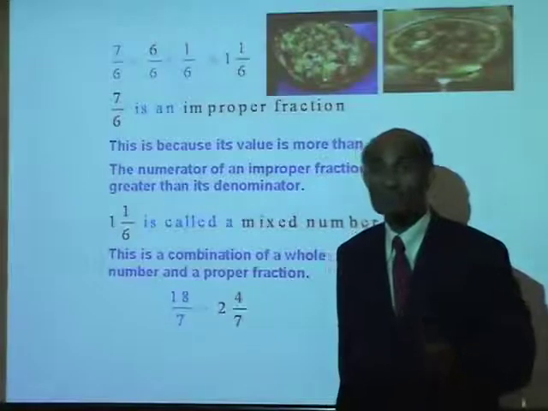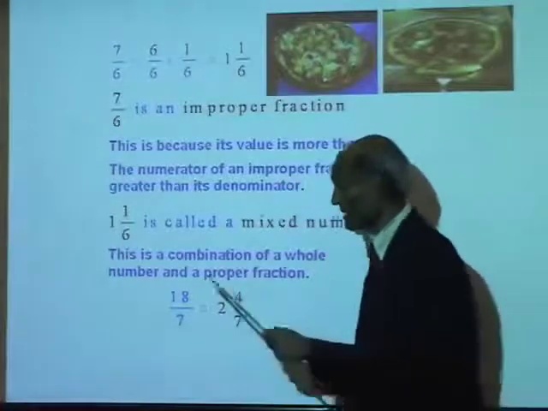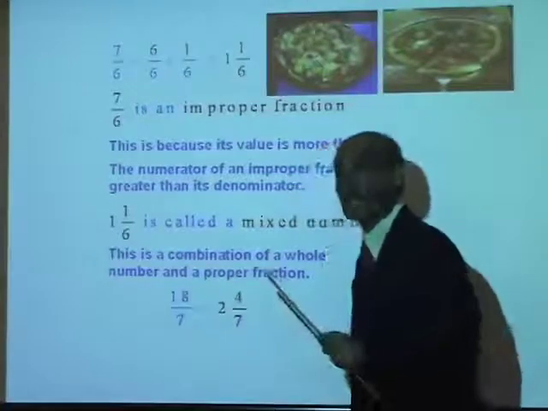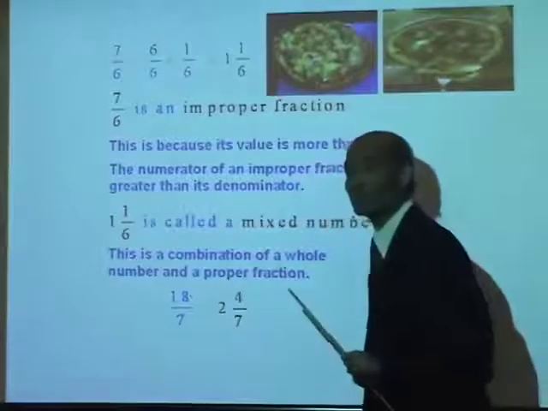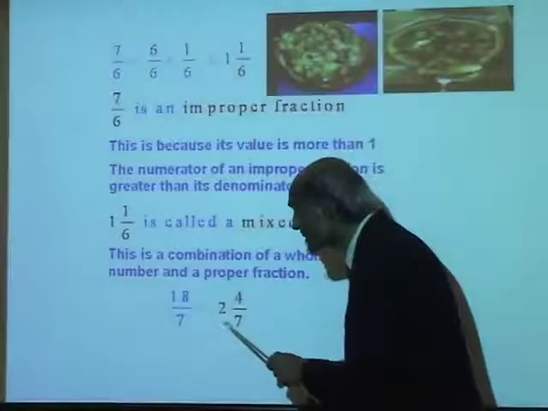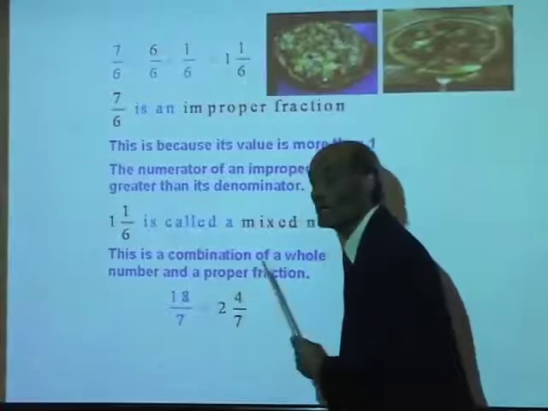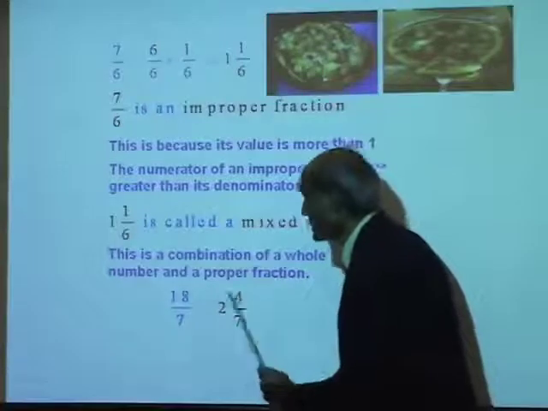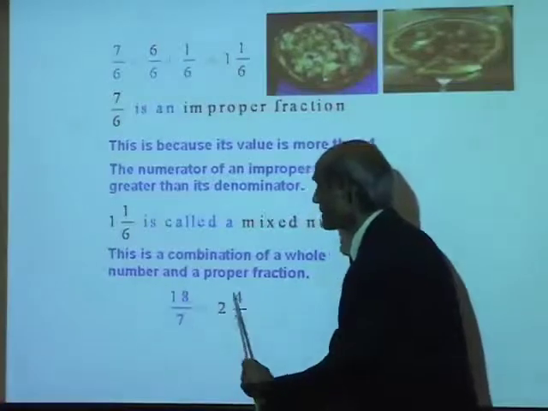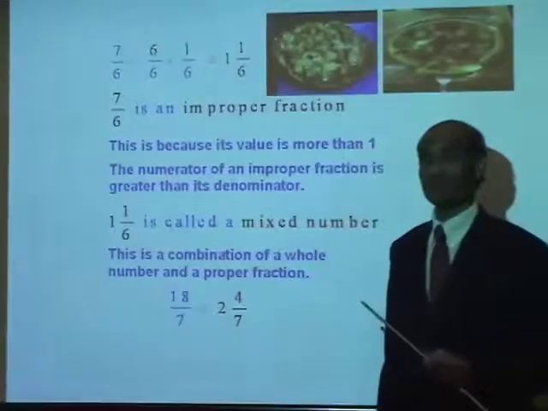7 times 2 is 14. 7 times 3 is 21. We have gone over 18. So we can take 2 whole 7s from 18. That is 2 times 7 is 14. How many are left? We have 4 left out of 7. So 18 over 7 is 2 and 4 over 7.